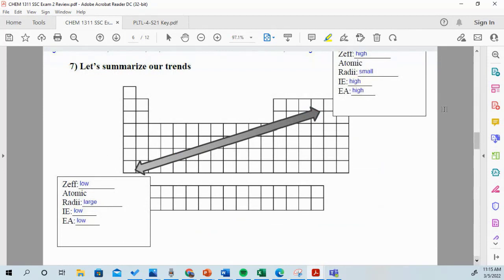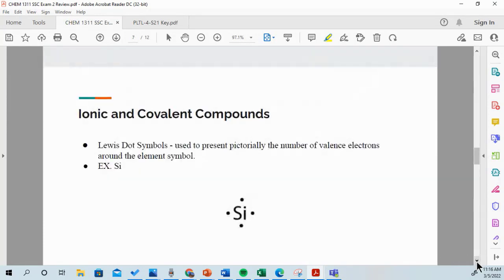Okay, so this is a summary chart that's very helpful. Z effective, atomic radii, ionization energy, and electron affinity. As you go towards the top corner, Z effective, ionization energy, and electron affinity all increase, and your atomic radius gets smaller. And the complete opposite when you go all the way down. So main thing is you go across like this, and then you go up the group. That's basically what the diagonal means.